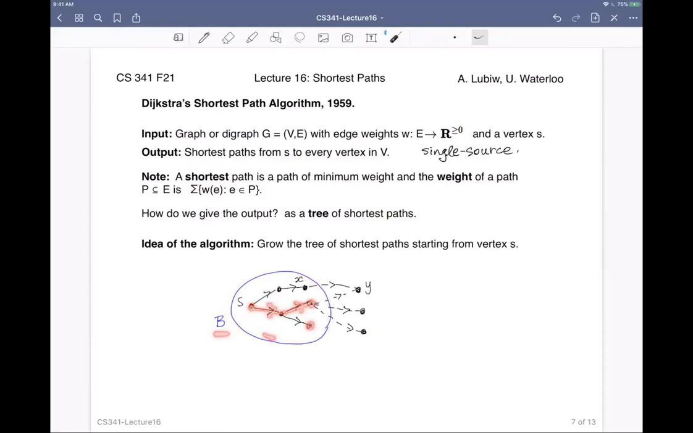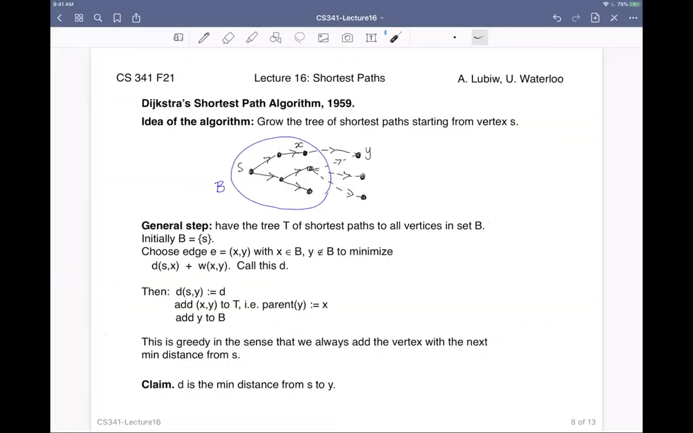And at each point, I want to grow my set B by adding one more vertex to it. So I'm going to be looking again at the boundary of the set B, namely the edges that leave the set B, and I want to see which edge should I add so that I have the shortest path to one more vertex Y, and then I add that vertex Y into my set B. So it is again a greedy algorithm. We have to be a little careful what we're being greedy about. Remember, in Prim's algorithm, we were just looking at the weight of this edge. Here we have a different problem. We are looking for shortest paths from S to the vertex. So our objective will be different.